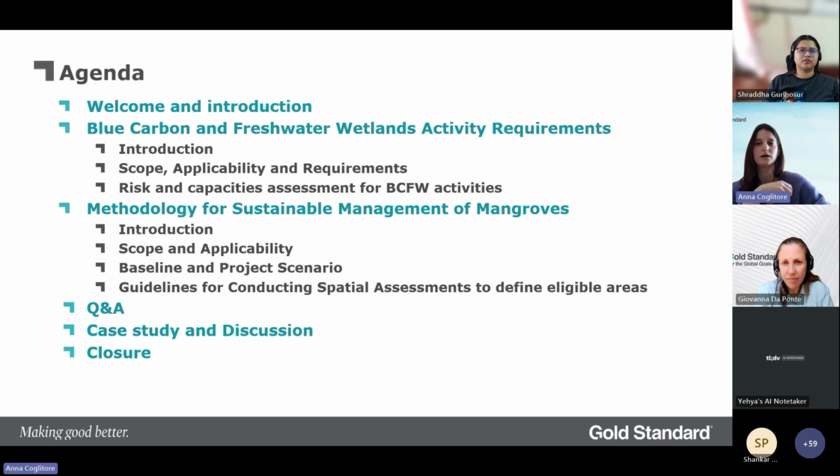Otherwise, we will be jumping to the other topic, which is talking about the methodology for sustainable management of mangroves. There again, there will be a little introduction with a video and a quiz, and then Ashwin will talk us through scope and applicability, the baseline project scenario, and guidelines for conducting spatial assessments to define eligible areas. Then we will have a nice Q&A, and that's where we will go afterwards into breakout rooms to work together on a case study about mangroves, of course. And after that, we will find ourselves in plenary again for a nice discussion.